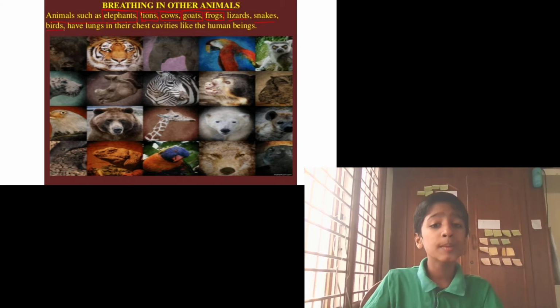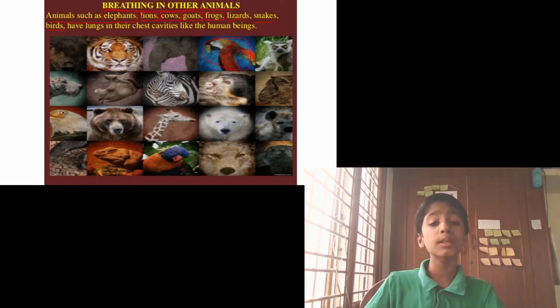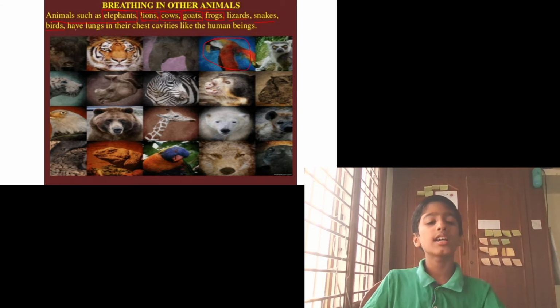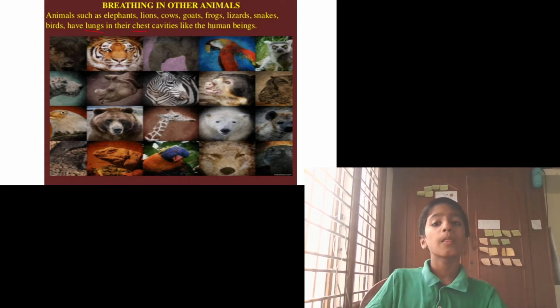So next is birds. So many people have birds in their home, right? Like lovebirds, then the parrot, and you have seen birds at the zoo too. Birds have lungs in the chest. So what do we use to respire? Yes, we use the lungs. So they have the lungs in their chest, like human beings.